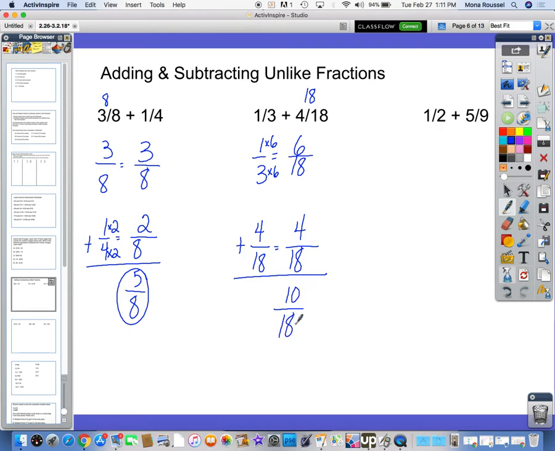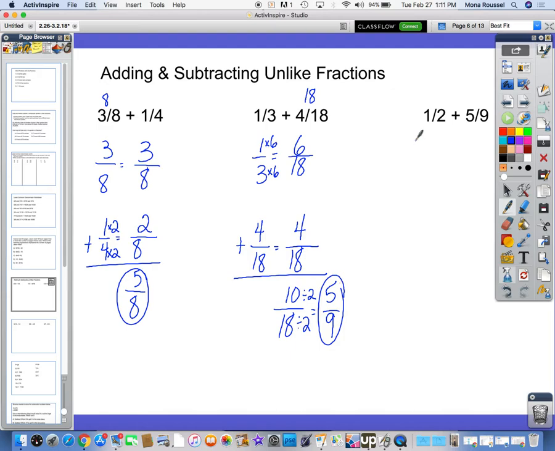Then we have to see if this sum is an improper fraction. It's not an improper fraction. Then we have to see if it can be reduced. Since 2 can go into both 10 and 18, we have to reduce it down to 5/9. When we get to 5/9, there's nothing that we can divide both 5 and 9 by, so 5/9 would be the reduced simplified answer.